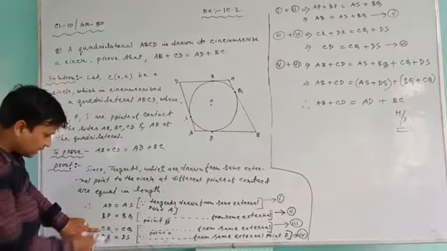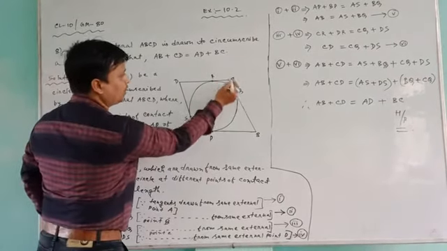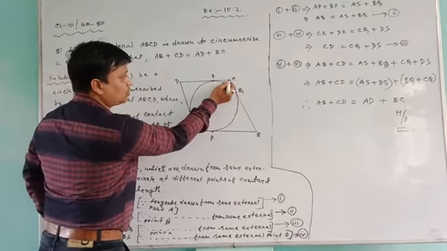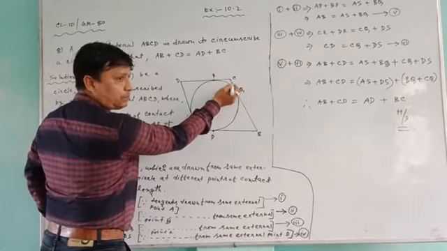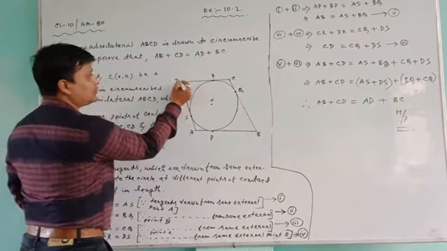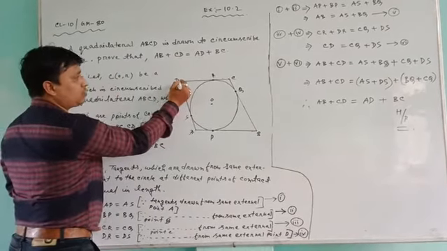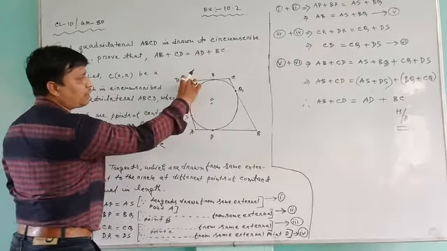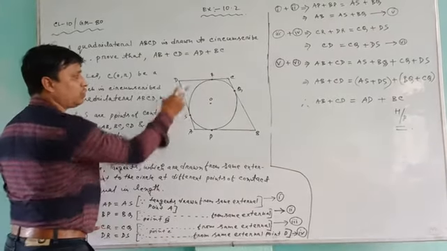Same process, CR equal to CQ. So this one is the external point. We have drawn same pair of tangent from same external point. So these two tangents are equal. Same process, D is the external point. So DR equal to DS. This pair of tangent drawn from same external point. So these two are equal.